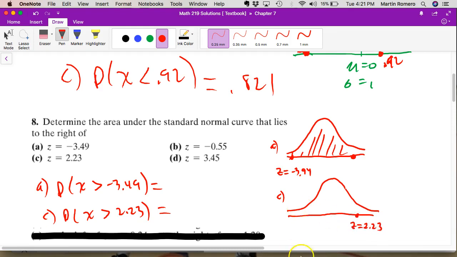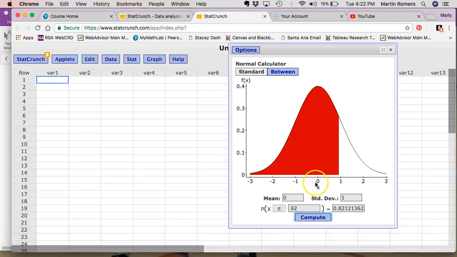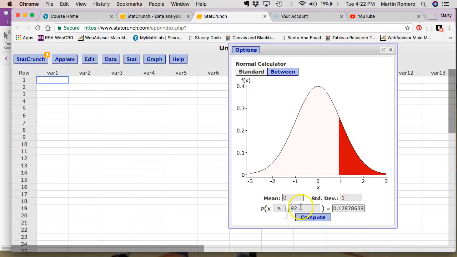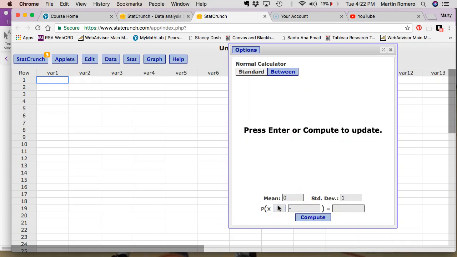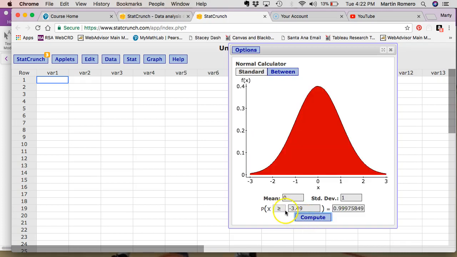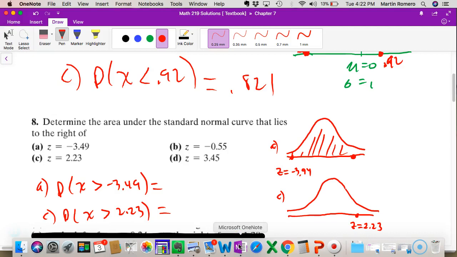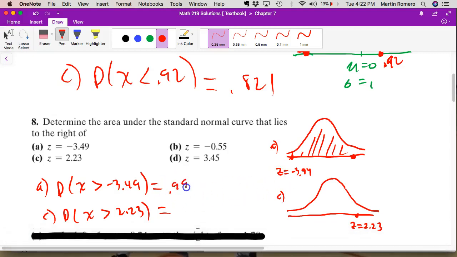And so then we use StatCrunch to get those answers again. Go to StatCrunch, and we want it to the right. Negative 3.49. Compute. StatCrunch uses a greater than or equal symbol. It doesn't make a difference for us in this case. So it's 0.99976. Pretty much 1 if we wanted to round that off for the first one.